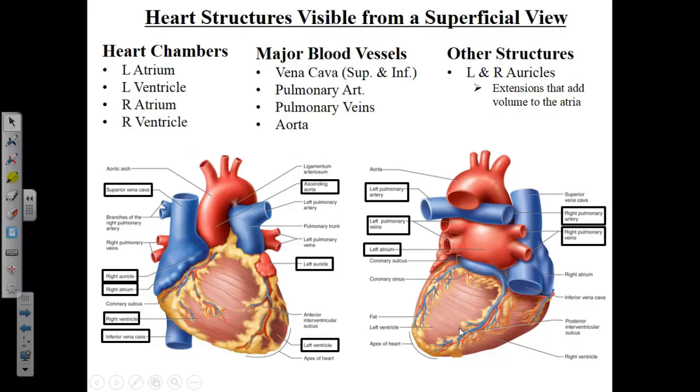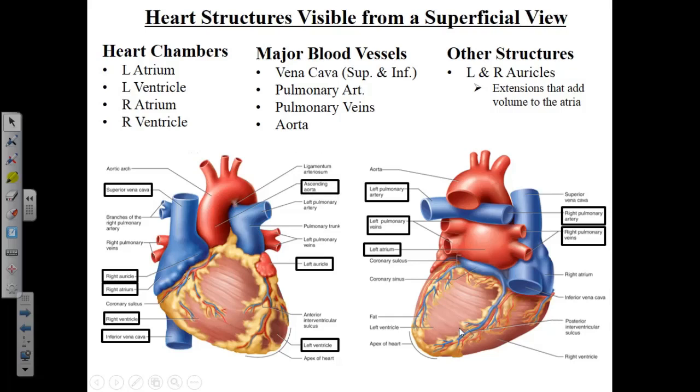Major blood vessels are going to be taking blood to the heart or away from the heart. Veins are going to be taking blood to the heart. Arteries are going to be taking blood away from the heart. Here we have the vena cava, superior and inferior. Those are some of the major venous blood vessels taking blood to the heart. And then we have the aorta, which is the major blood vessel taking blood away from the heart.